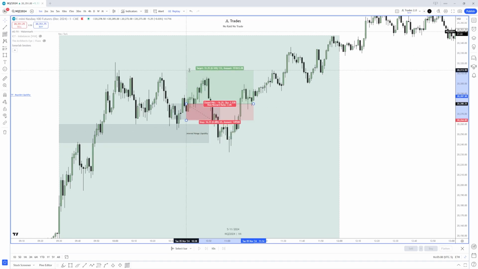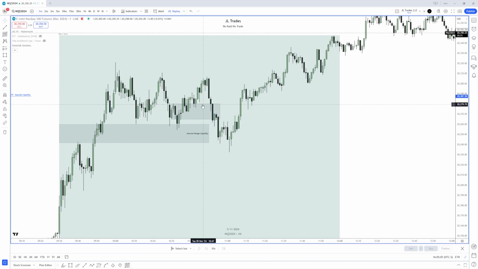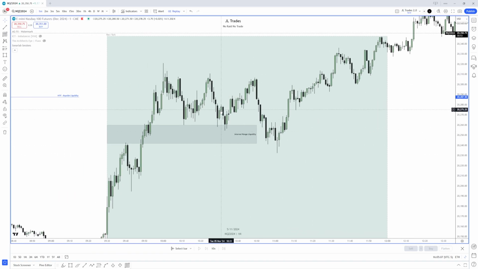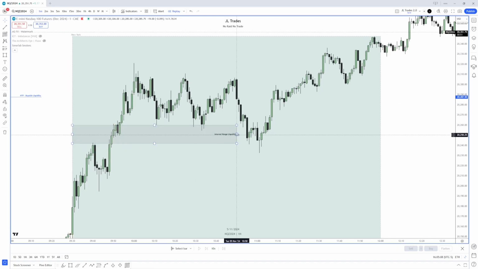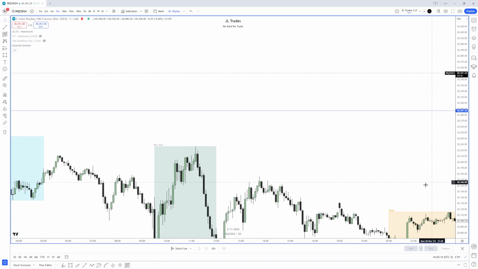In for 2R, but you would have got stopped out. Well, you need to understand what price is doing. Now, this could have just been a failed setup. I understand that, but it's going to make a bit more sense if we go to the 5-minute.